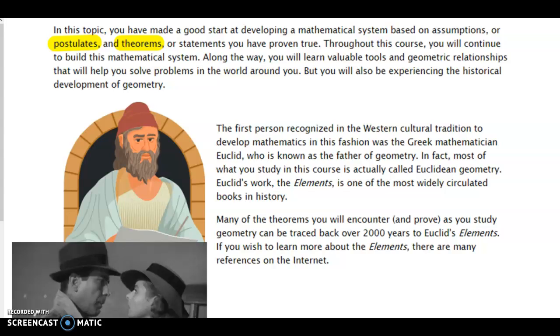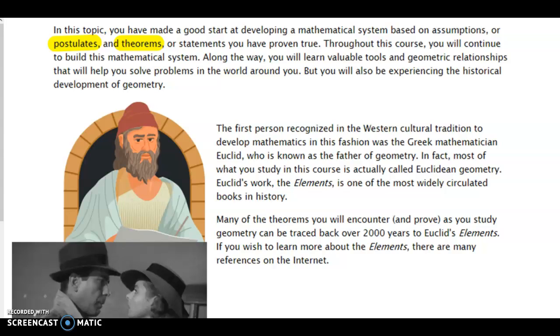Okay, so in topic 4, we've made a good start at developing a mathematical system based on assumptions. Remember, those are called postulates. They're statements that we believe to be true, and we accept them to be true. Theorems are statements that we have proven to be true. We'll continue to build postulates and theorems throughout the course.